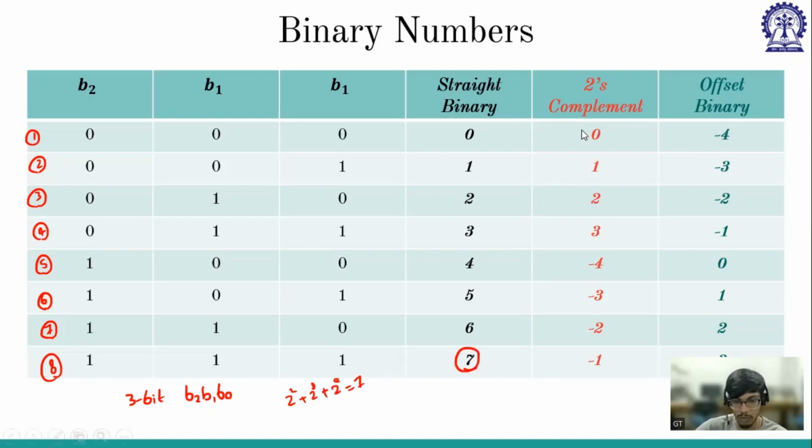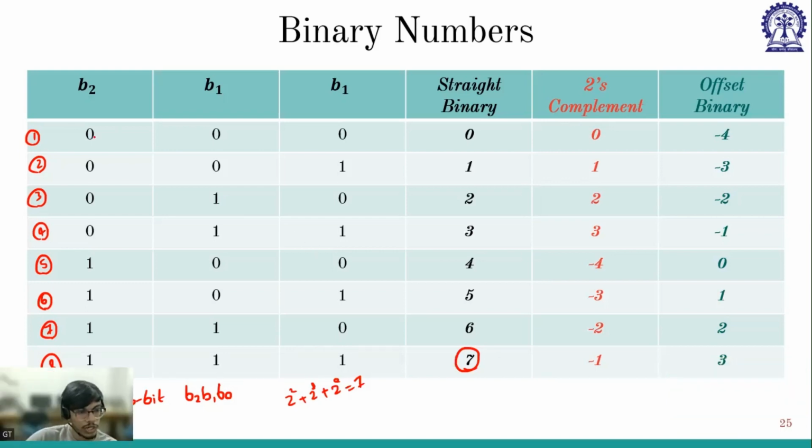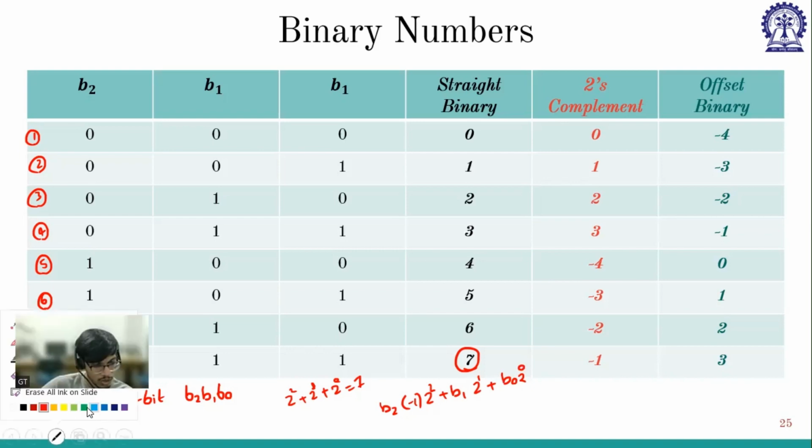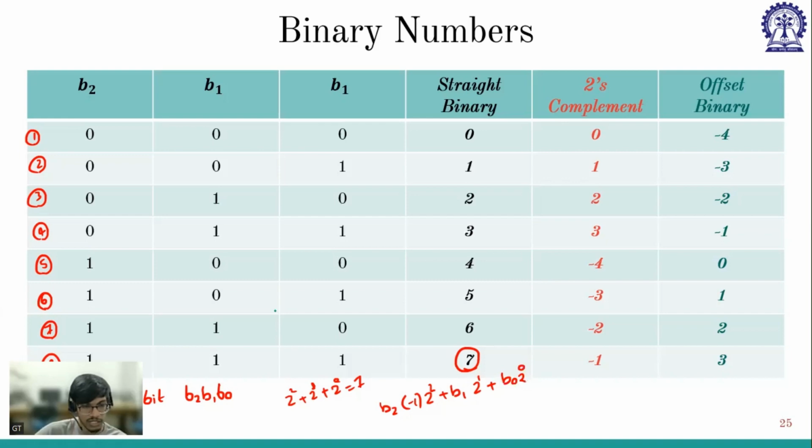Whereas in the case of 2's complement, how do we do it? We will do B2 into minus 1 into 2 to the power n minus 1, and then add the remaining bits. Here n is 3, so n minus 1 is 2. So if I check the first 000, it will be 0, 1, 2, 3. Until this bit becomes 1, there is no issue.